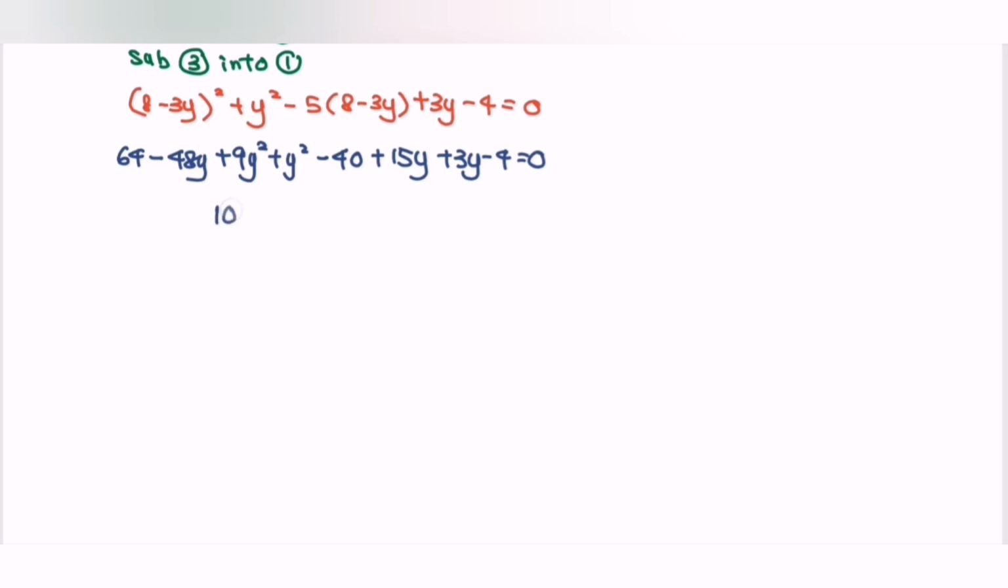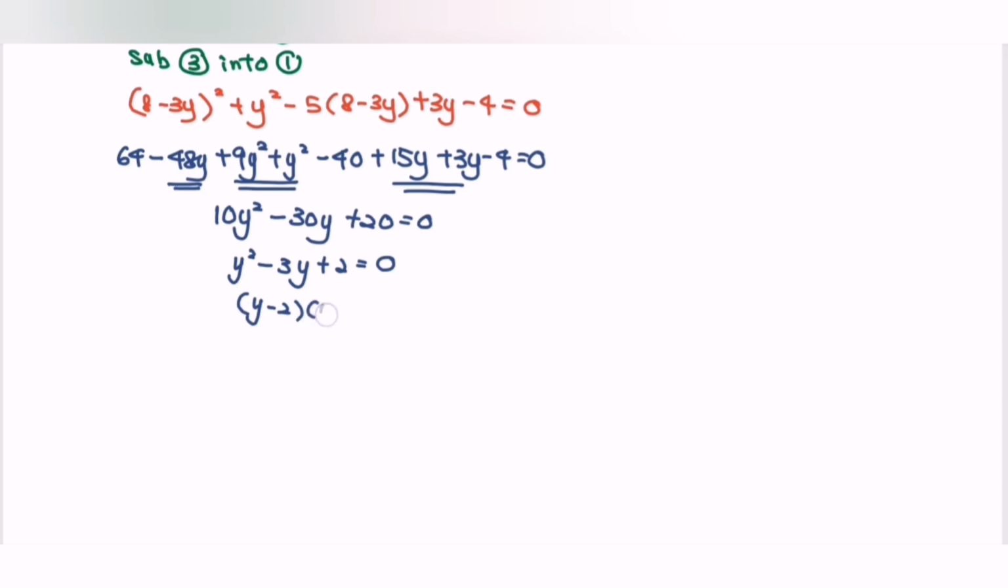So here we have 10y squared. Next, focus on negative 48 plus 18, so we will have negative 30y. So finally, we have 64 minus 44, and we will have positive 20 equals 0. Simplify the situation. So y squared minus 3y plus 2 equals 0. Factorize the situation. So (y minus 2) multiplied by (y minus 1) equals 0, where we have y equals 2, y equals 1.